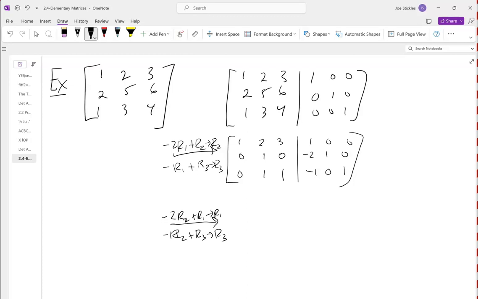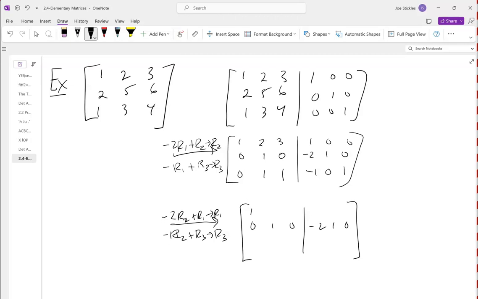Good. Do negative 2 times the second row added to the first. Do negative row 1, 2, add to the third. You get those zeros, right? Doesn't change row 2 at all.